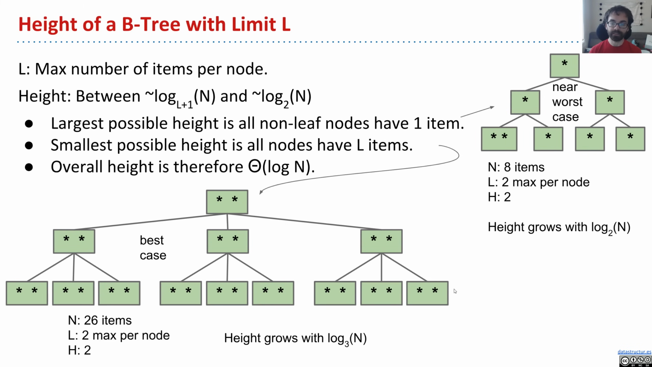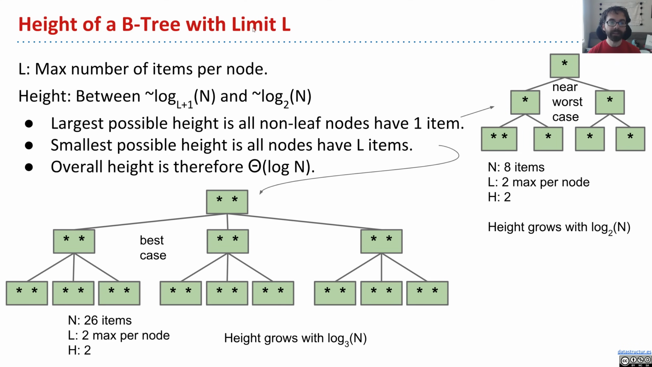So in these two cases, these are the best and the worst case asymptotically. In the worst case, the height grows with log base 2 of n. So as we add more items to a tree with this feature, where the non-leaf nodes all have exactly one item, the height will be log 2, because at each level, we're doubling the number of items we have available. By contrast over here, the height grows with log 3, because we were able to triple the size of the tree at every level.